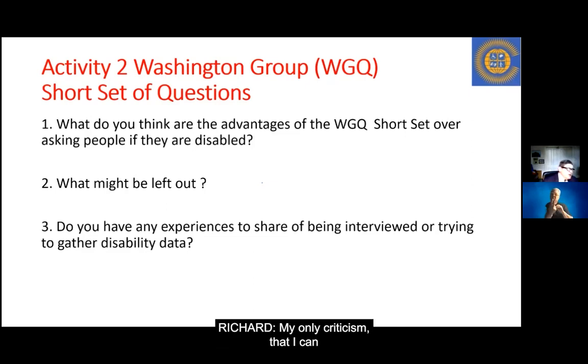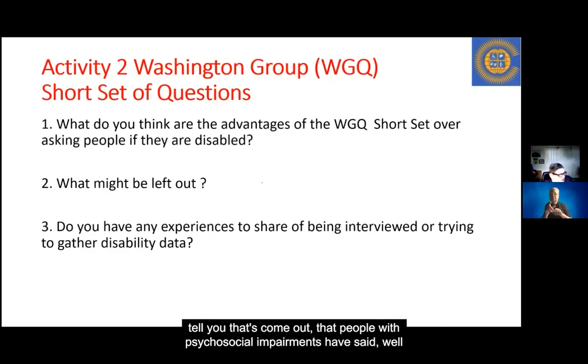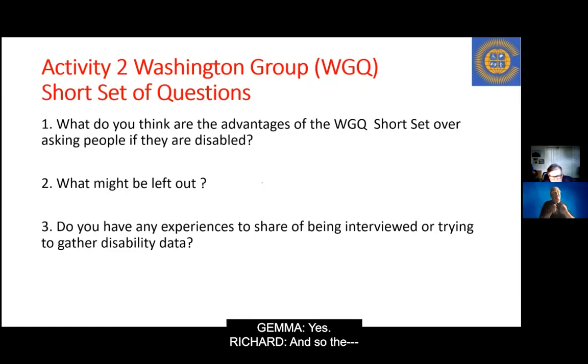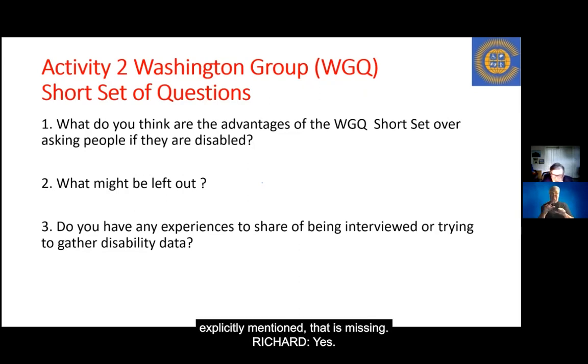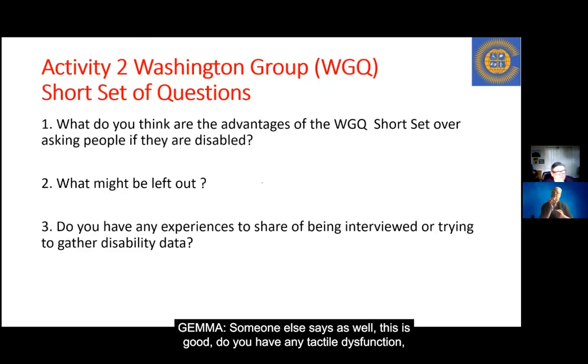Sorry. The main criticism I can tell you that has come out has been that people with psychosocial impairments have said, well, there's nothing really here for us to say. We don't necessarily have communication or memory problems. We have other issues. Yes. And so somebody has actually said they put number 3, which is my fault for not reading the question. I just saw the number. Yeah. I think mental health is not explicitly captured. Yeah. That's missing.